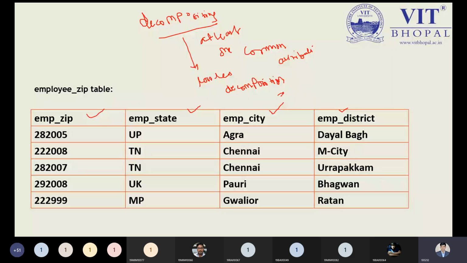Yes. Tell me, any doubt so far? No doubt, sir. Is it clear to all about the third normal form? Yes, sir, it's clear. Yes, sir. It is clear.